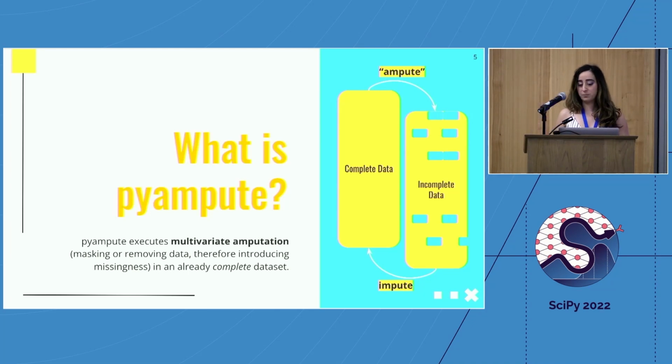If you see on the left there, we have some complete data set, and then we quote unquote ampute, which is kind of a play on words of amputate and impute. And that removes data or masks data. Now we have an incomplete data set. So the inverse operation would be to impute, or taking an incomplete data set and then estimating the missing values to then get a complete data set.